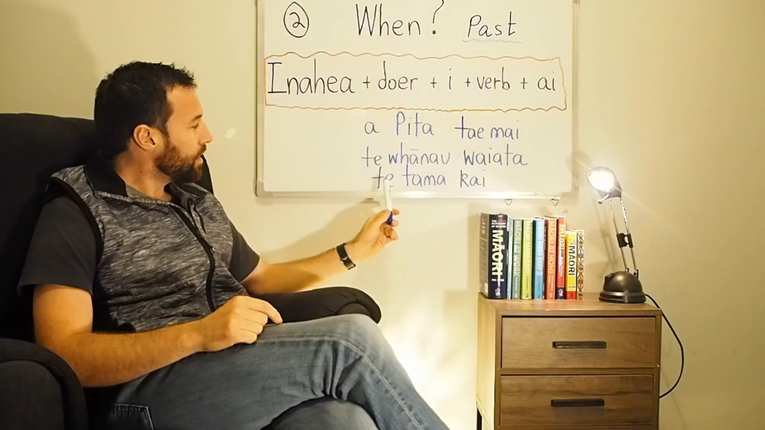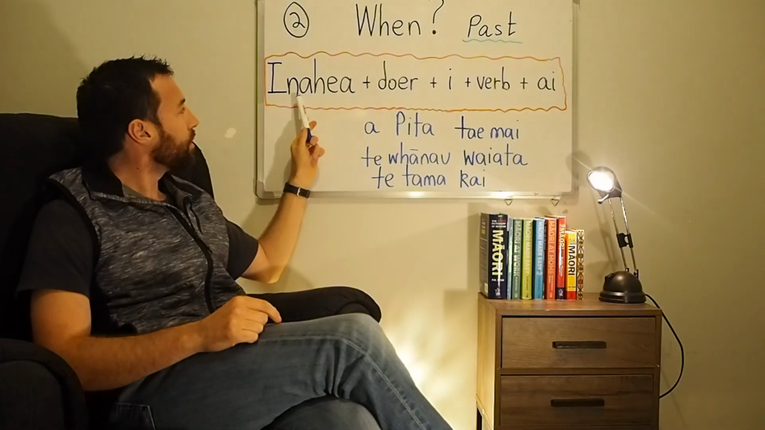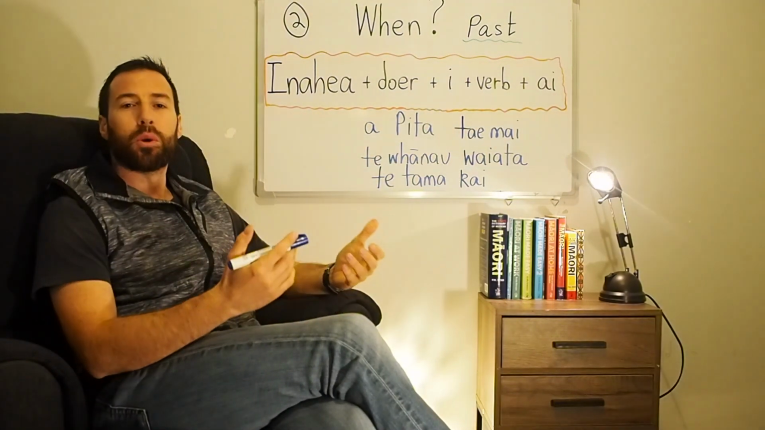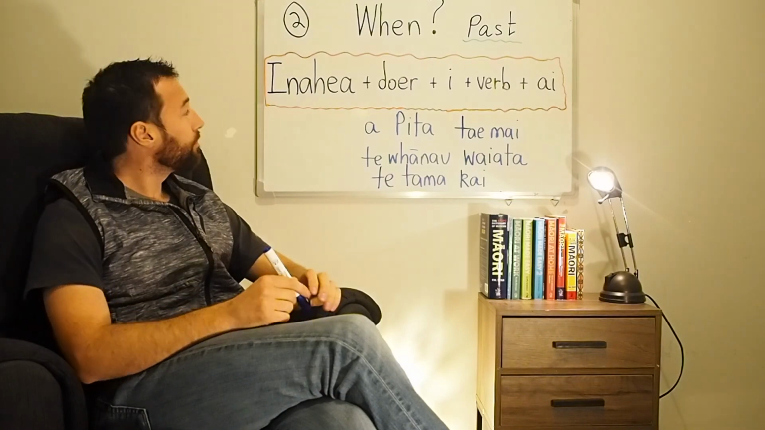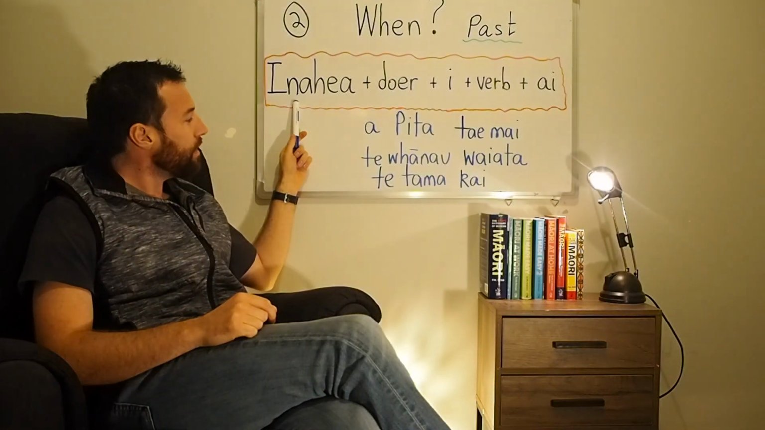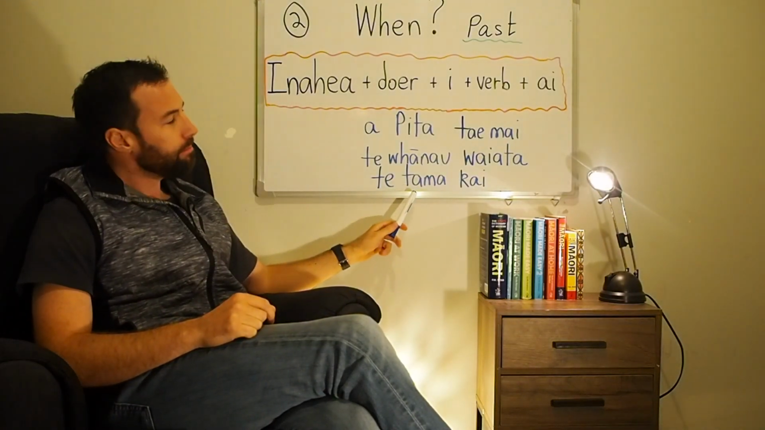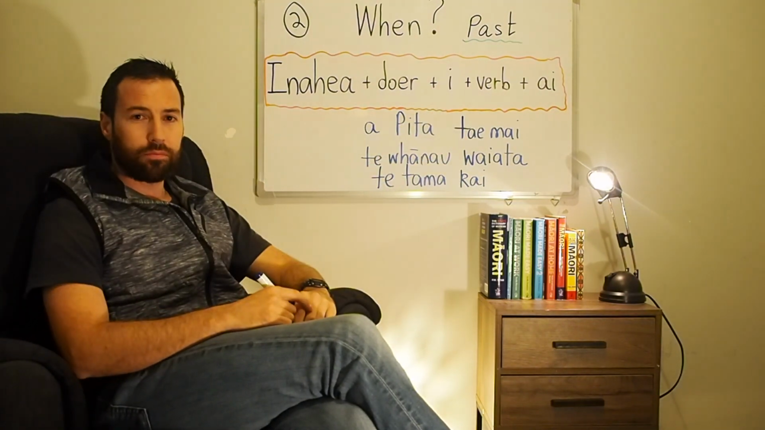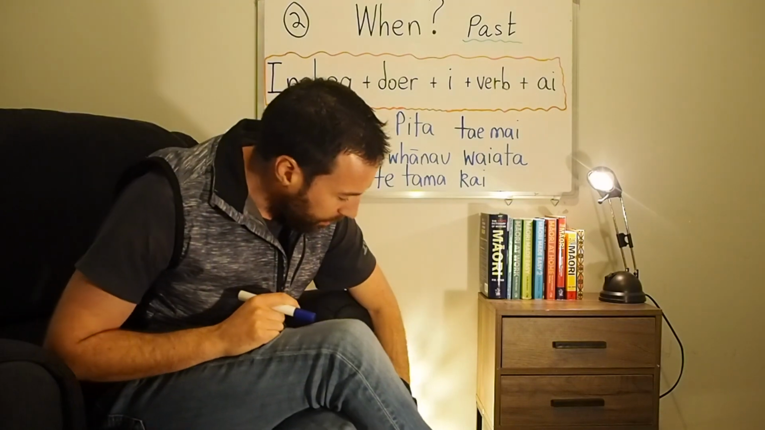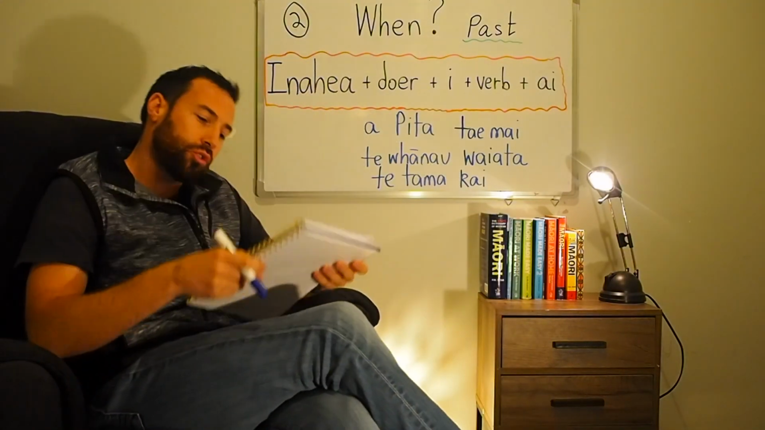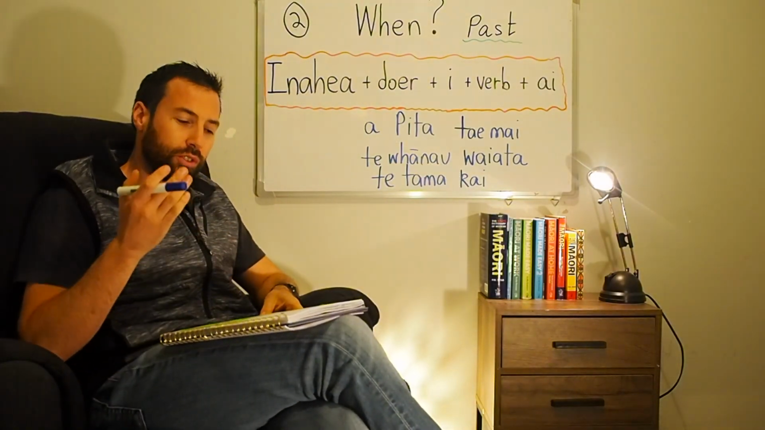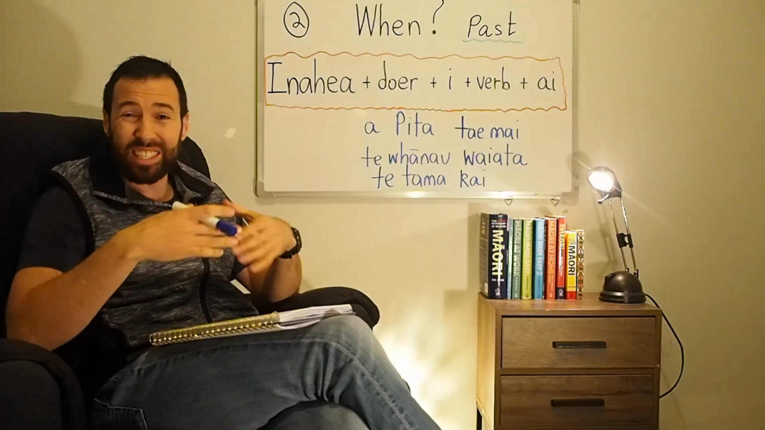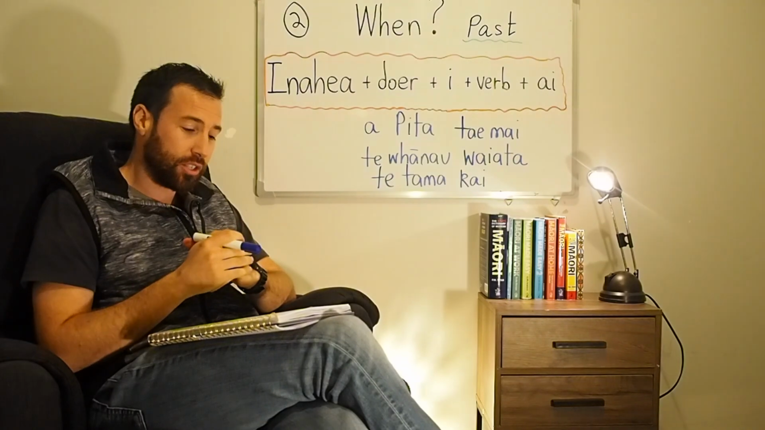And finally, the same example as last time, except we've just changed these two. When did the boy eat? "Ina hea te tama i kai ai?" Let's head to some examples. Once again, e hoa mā, I want us to translate this into te reo Māori, and they're almost the exact same questions, except the tense has been changed.